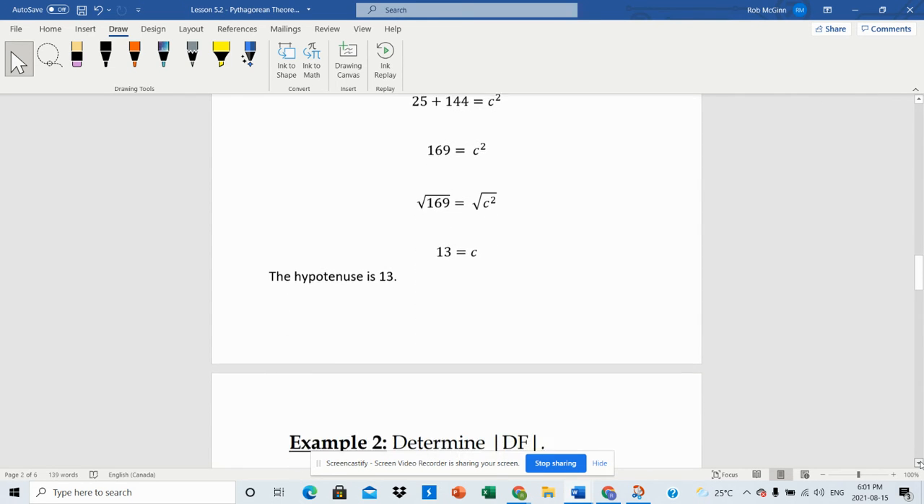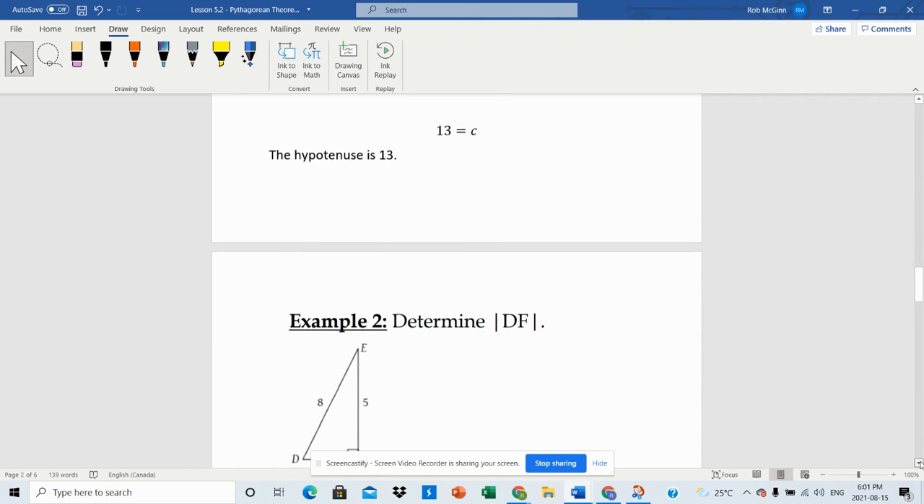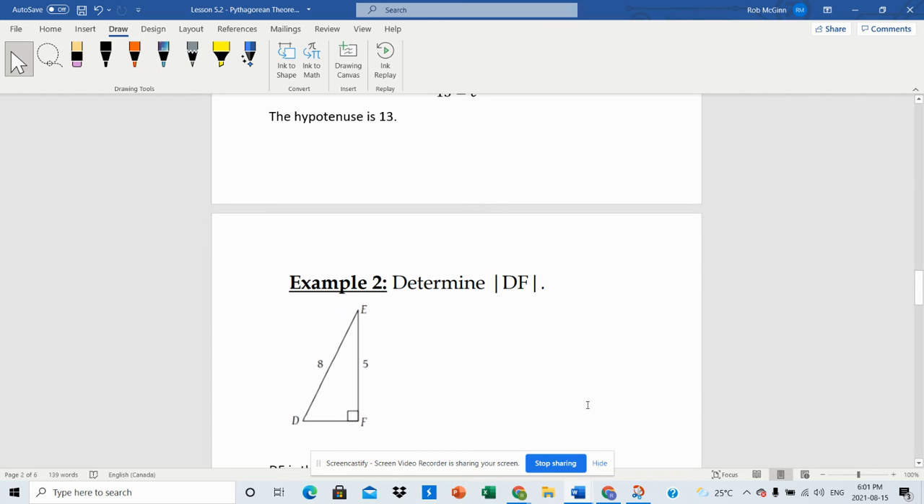All right, so that's our first example. Example 2 is determine the length of DF. DF is down here, and we can see it is not opposite our 90-degree angle. Opposite our 90-degree angle is our hypotenuse, and in this case, we know our hypotenuse is 8. When we use the formula a squared plus b squared equals c squared, remember, c always refers to our hypotenuse.